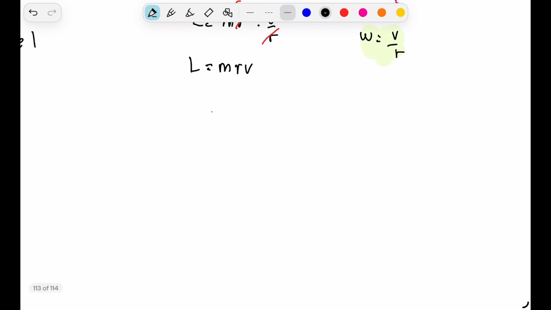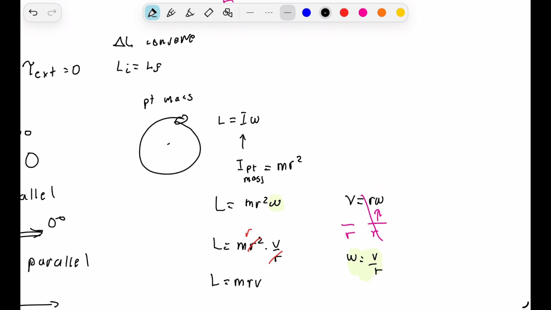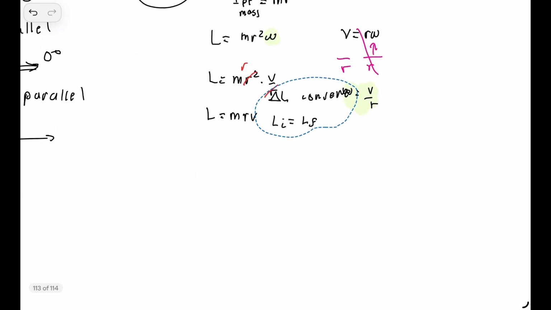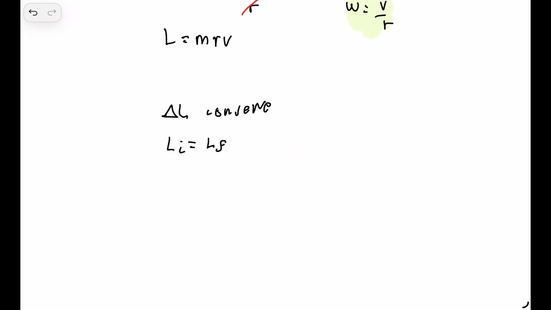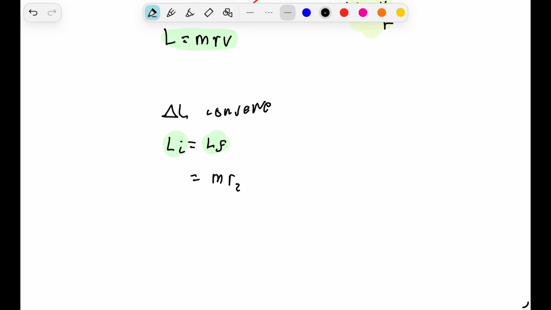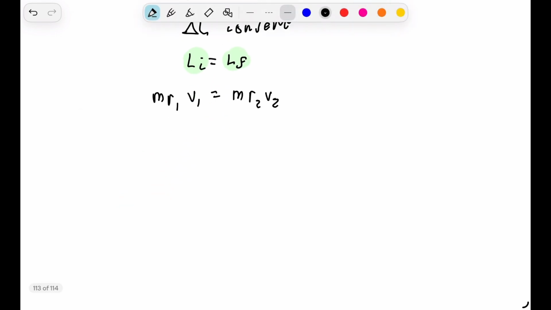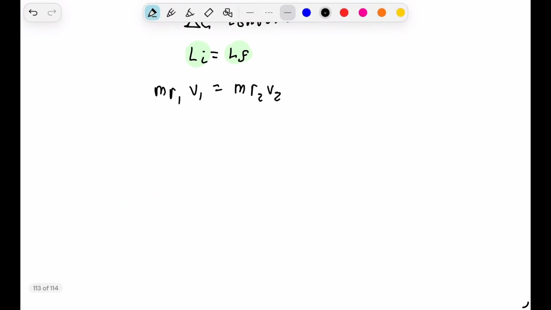So if we again go back to our conservation of angular momentum over here, what we can do is plug in this expression onto both sides. Since we know L is equal to m r v, we can write that m r2 v2 is equal to m r1 v1, where the 1 and 2 represent our initial and our final states. After that, we have the same mass on either side, so we can cancel that out on both sides.